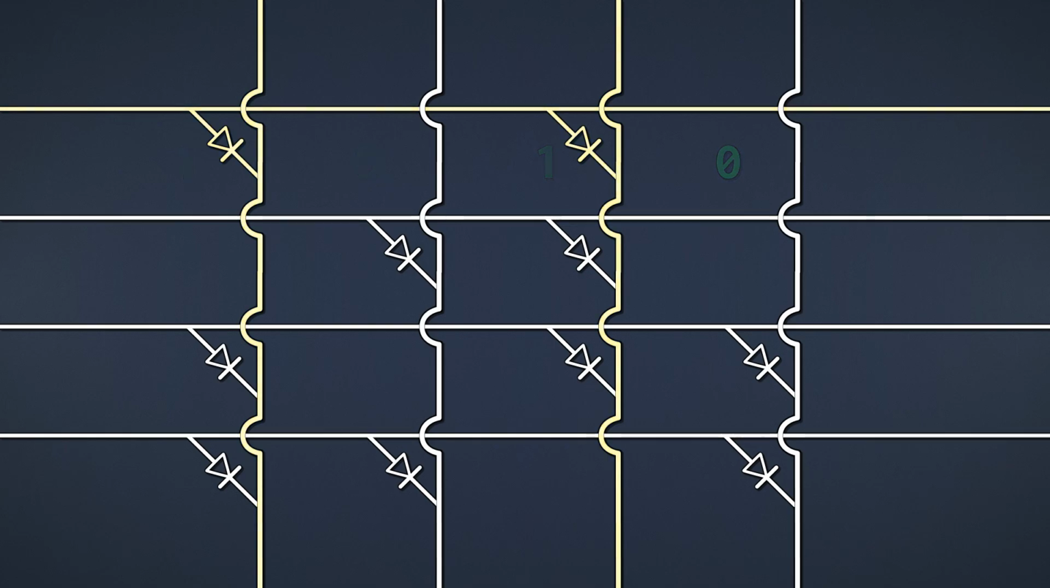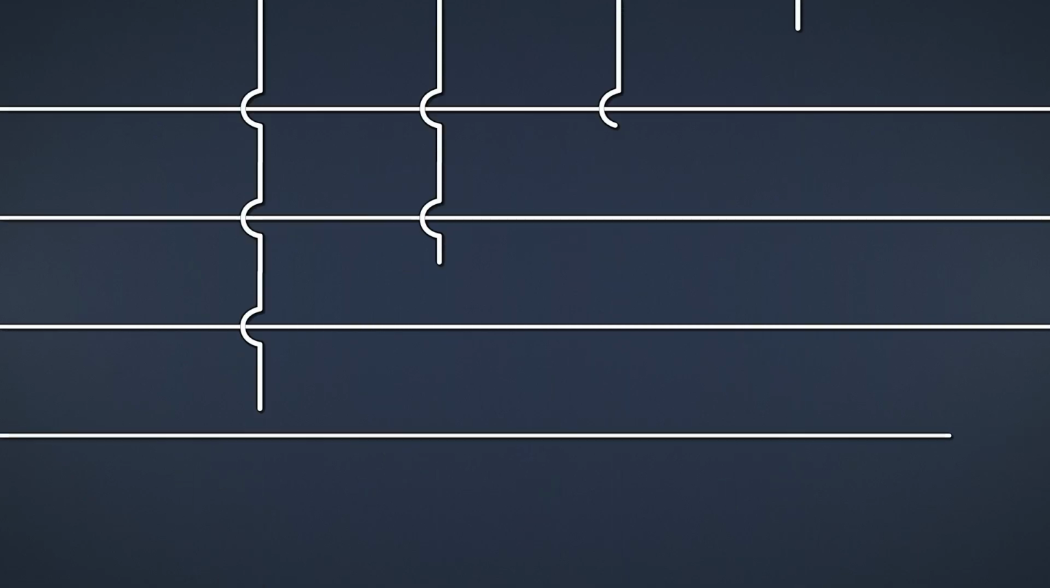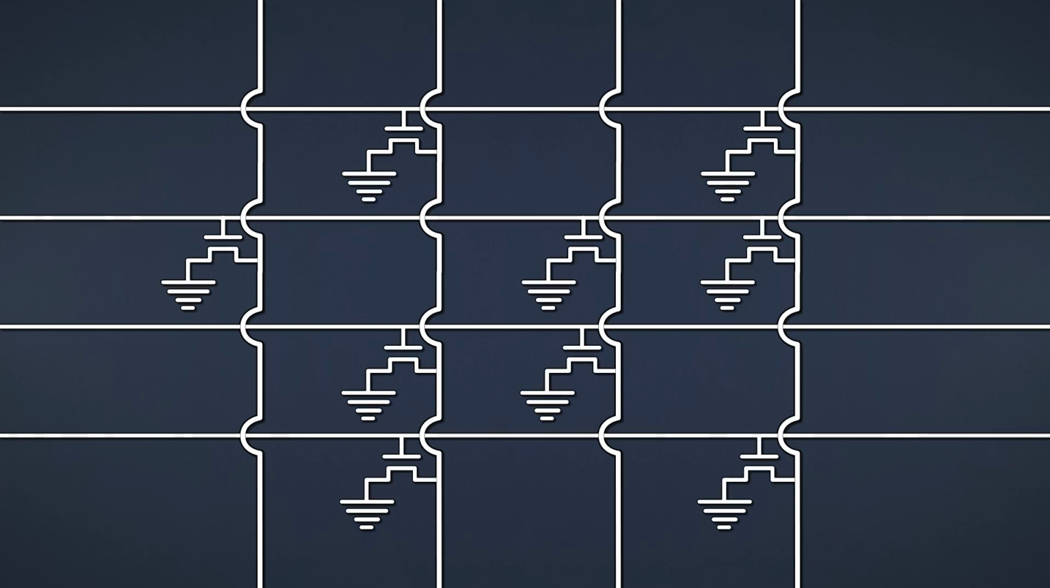Measuring the voltage on each bit line then allows us to read our data. Pretty simple, right? We can do the same with other components such as transistors. Here each transistor is connected to ground. This looks a little bit like our DRAM cells from earlier, but they're missing the capacitor.